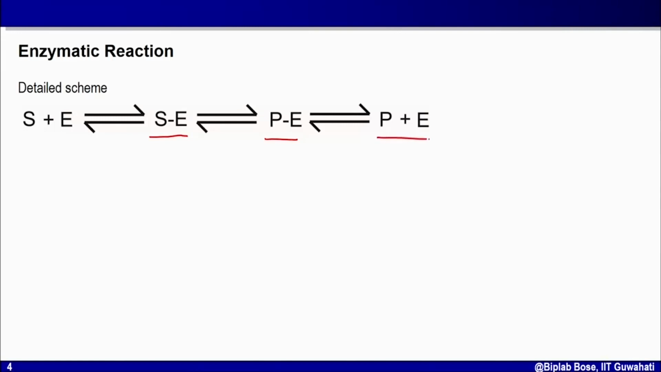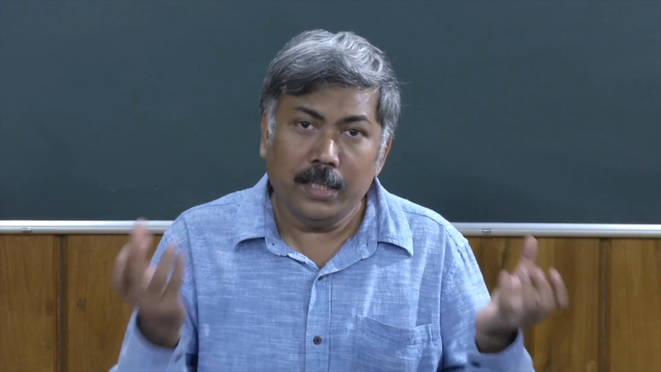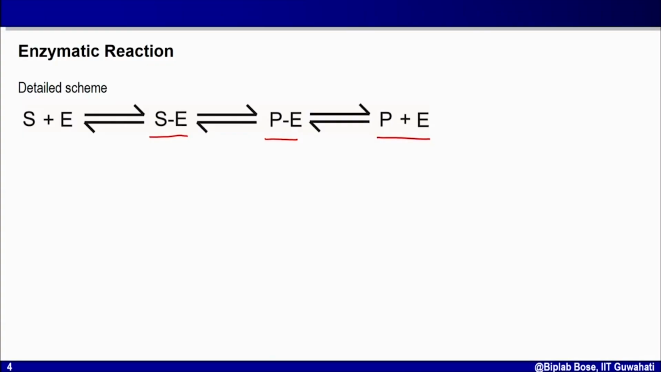Now remember, all these steps we have considered at the beginning as reversible, because S and E binding is nothing but a binding process, so it is obviously reversible. Now SE gets converted to PE, that also is usually considered reversible, and now PE dislodges and breaks down to give rise to free E and free P. That's also actually a reversible process.